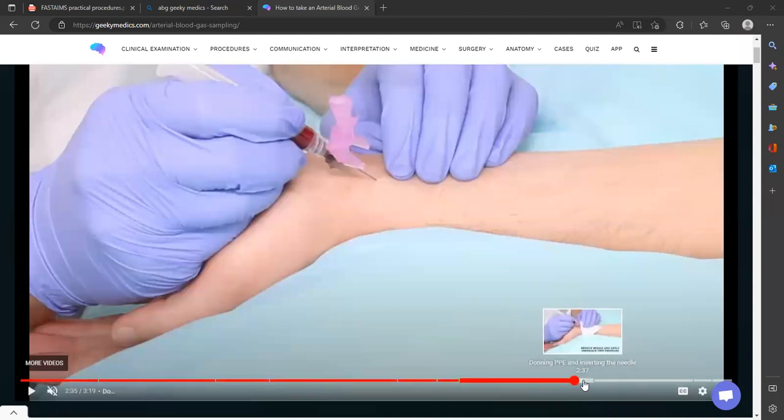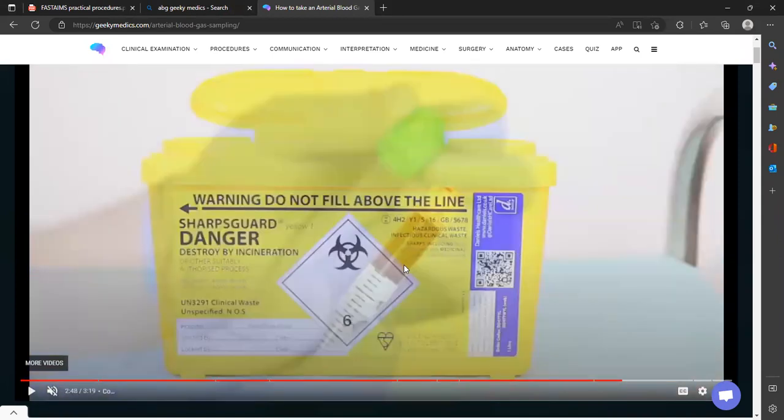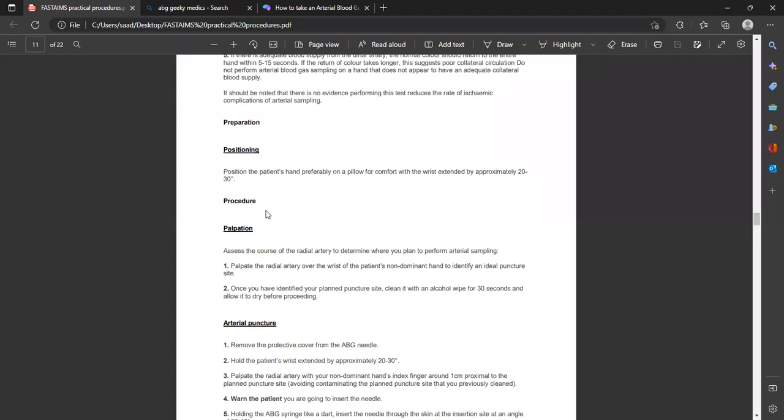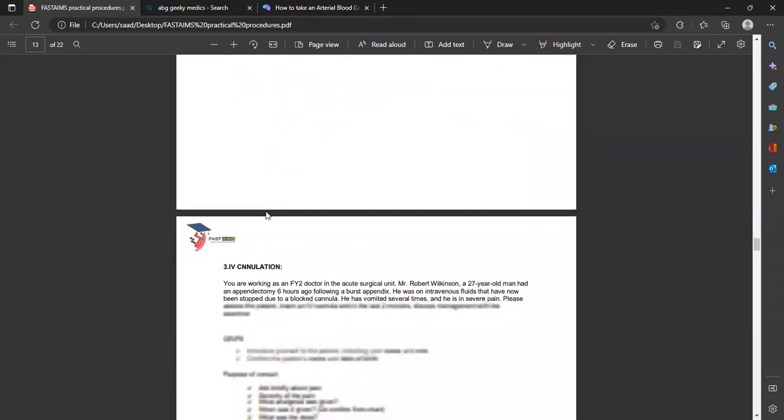And let me show you one more thing. This is the cover of the needle. You need to cover it and then discard it in the sharps bin. You have to perform these steps. Okay, so let's continue with our next one.